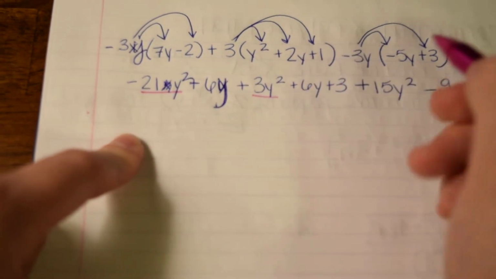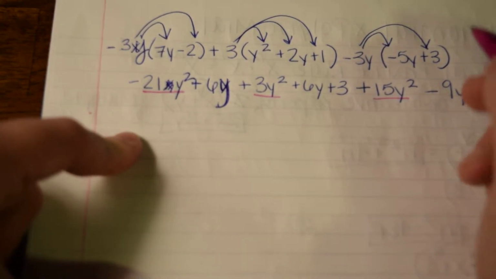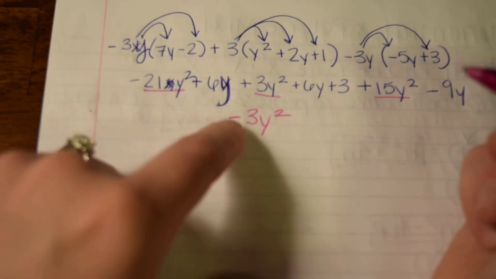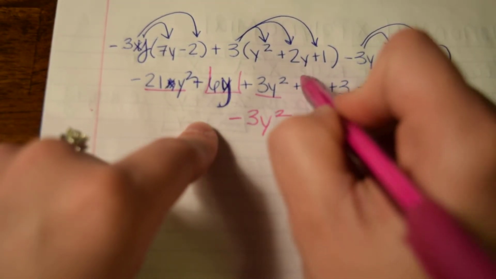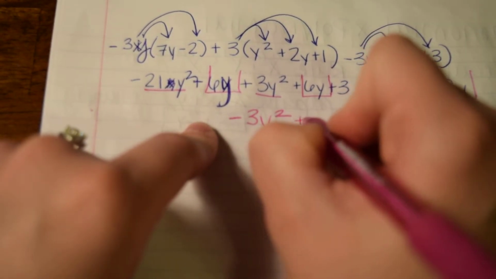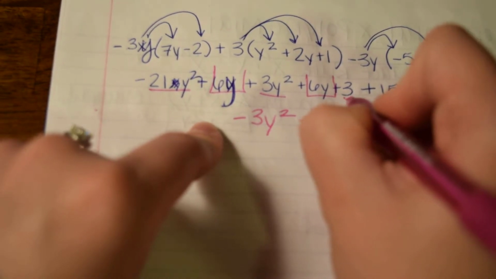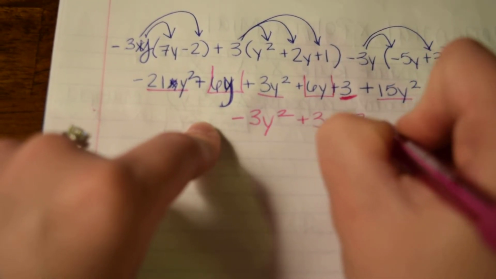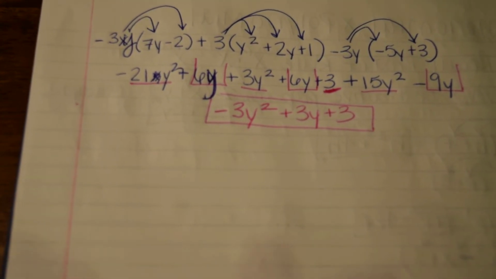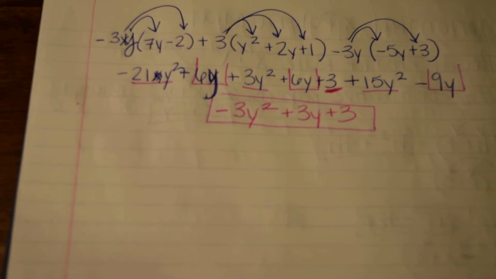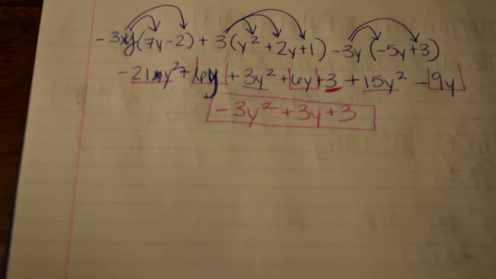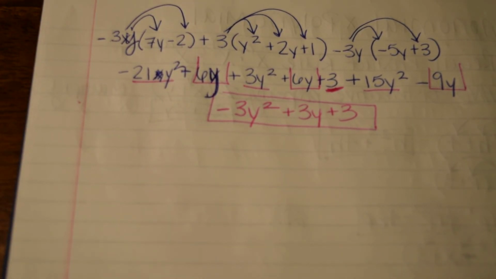Negative 21, 3y, and 15y. Okay, then we have 6y, 12y, so plus 3y, and then we have this little guy right here that's a constant. So, that is our simplified answer. So if any of you are up for a challenge, those are the way to go. So if you'll stay tuned for the next video, we're going to go over multiplying binomials.